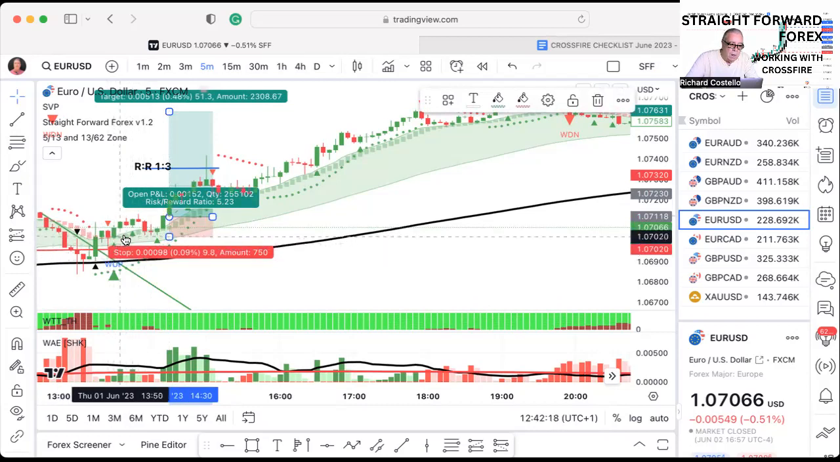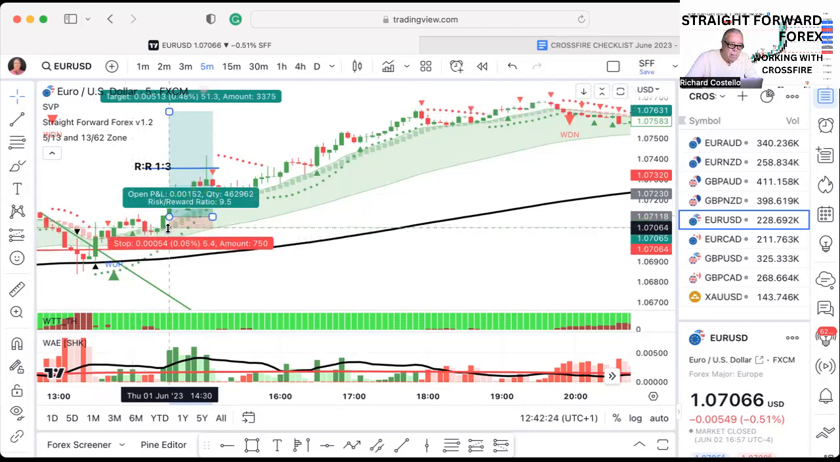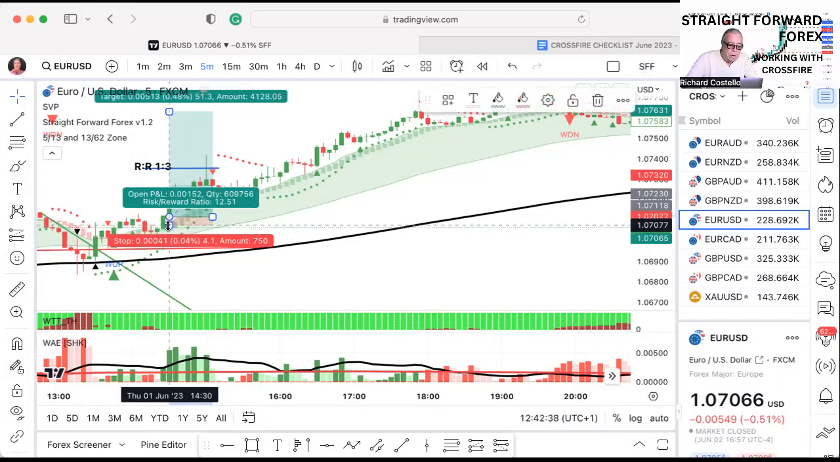There's a second alternative stop loss. So that was that one there. This one here is a bull engulfing candle. So I could go to the bottom of that bull engulfing candle. If I just move that up, that's more or less it. That's 5.4. That's actually, I'm exaggerating there. It's 4.1 pips.